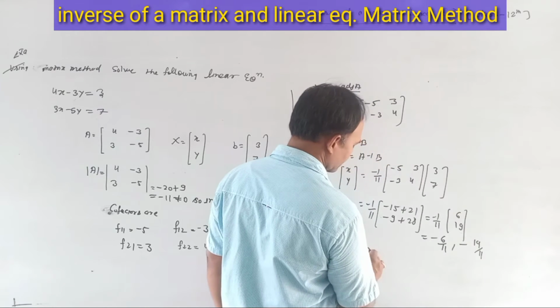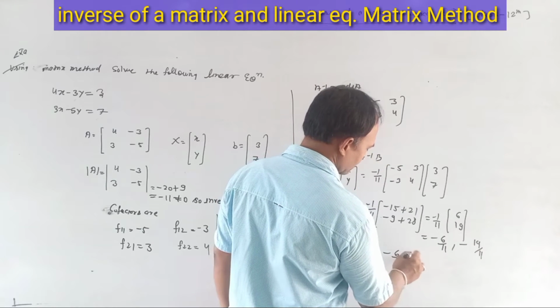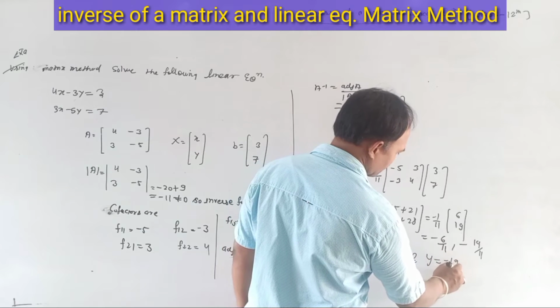So we can say that the value of x is minus 6 by 11 and the value of y is equal to minus 19 by 11.